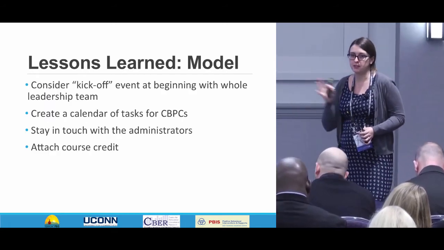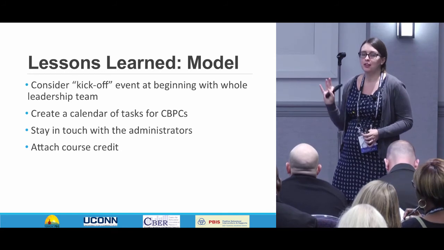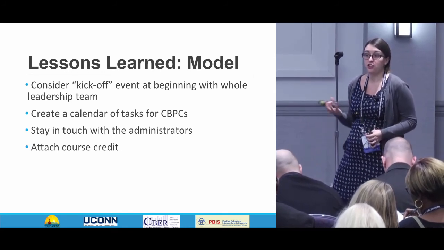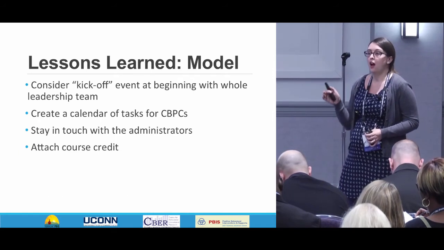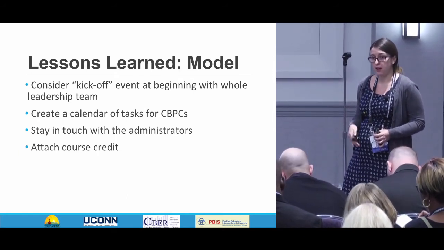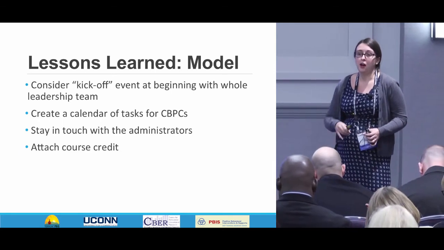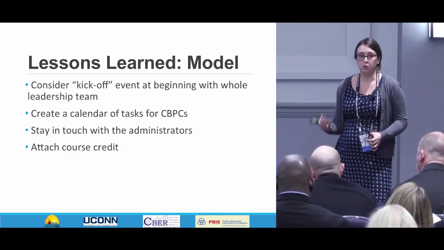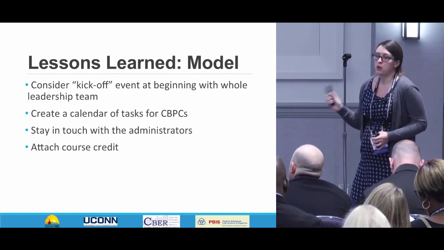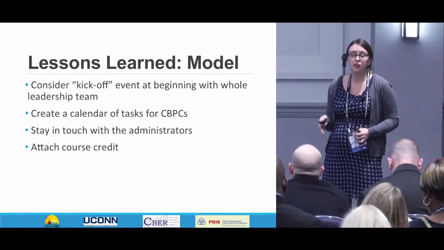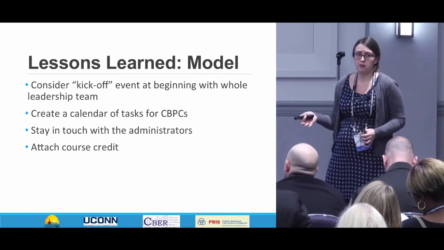Some things that we learned from this model is that we really need to have a kickoff event at the beginning that includes the whole leadership team, so that the leadership team knows that this is happening and that there's someone in their building that is going to have these skills. They also requested a calendar of tasks of what they should be doing in their buildings month by month and what our expectations were. We also needed to stay better in touch with the administrators. They were involved during the application process and then we lost them, and the coaches were saying, my administrator doesn't really know what's happening. We also considered the opportunity to attach course credit to this because we realized this really is a lot of work for them, and how can this be beneficial to them in more ways than one.